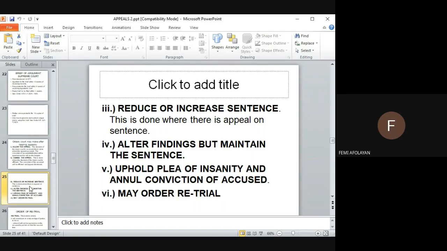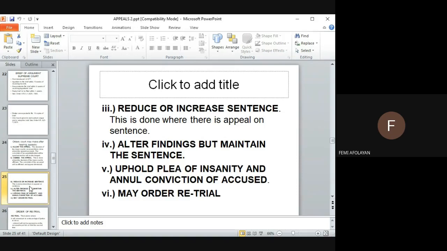Number 4, alter findings but maintain the sentence. The court may alter the findings of the lower court but maintain the sentence that is already pronounced. Then number 5, the court may uphold a plea of insanity and annul the conviction of the accused. This is done where the accused entered a plea of insanity at the lower court.